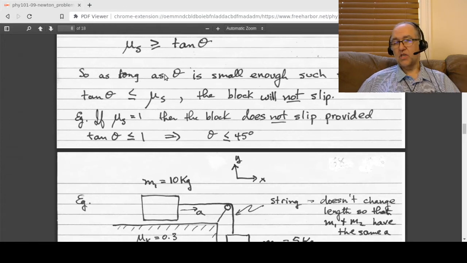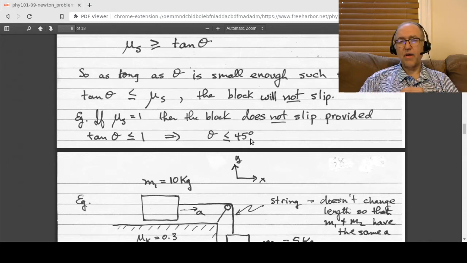I don't know why I switched the direction here, but it doesn't matter. You see, I have tangent of theta has to be less than mu s, so tangent of theta has to be less than 1 in this case. And you say, well, when is tangent of theta equal to 1? And the answer is at 45 degrees. You could do this on your calculator because the inverse tangent of 1 is 45 degrees. So as long as the angle is less than 45 degrees, there's no slipping. Okay, and when the angle becomes greater than 45 degrees, it does start to slip.